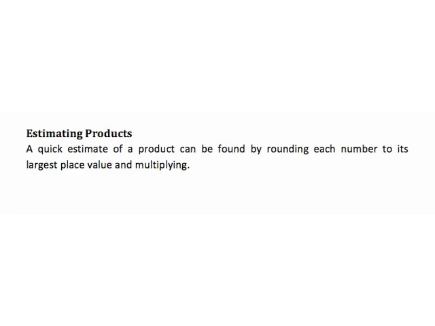Estimating products. A quick estimate of a product can be found by rounding each number to its largest place value and multiplying. Being able to estimate a product is very important because it will allow us to quickly check to see if an answer that we come up with is reasonable. Also, in the real world, a lot of times you have to multiply decimal numbers together. You don't have a calculator. Being able to estimate the product will allow you to quickly come up with a close approximation to what the multiplication problem should be.